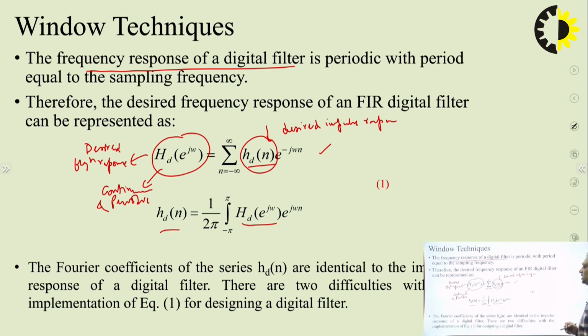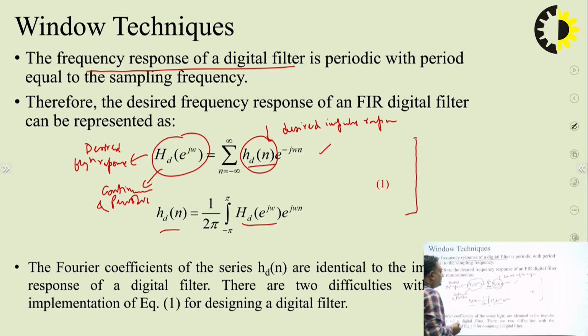Here we can see that the Fourier coefficients of this series hd(n) are identical to the impulse response of a digital filter. There are two difficulties with the implementation of equation 1. If we want to implement it, there will be two types of difficulties. If our impulse response is of infinite duration, then two types of issues will occur.